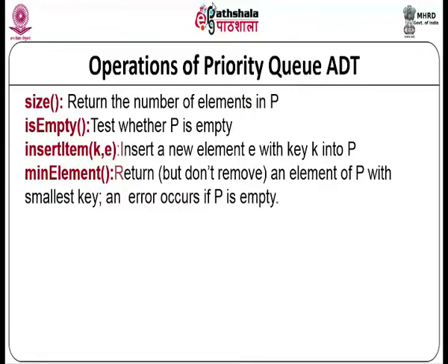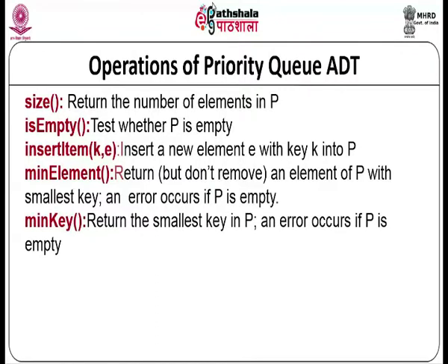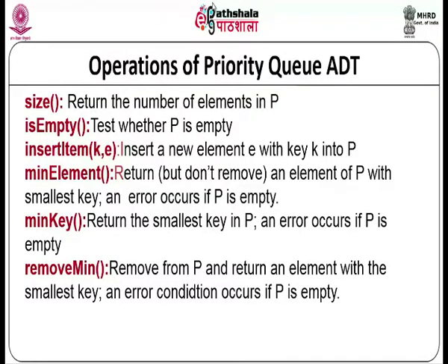So, this is just to find out the smallest key. Minimum key returns the smallest key in P, and an error occurs if it is empty. Minimum element will return the element, minimum key will return the key, that is all. Remove minimum will remove from P and return an element with the smallest key. Another error condition will occur if P is empty. So, the only difference in this definition is the minimum business, because we are talking about a priority queue.